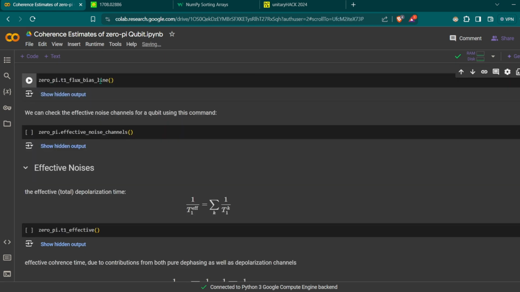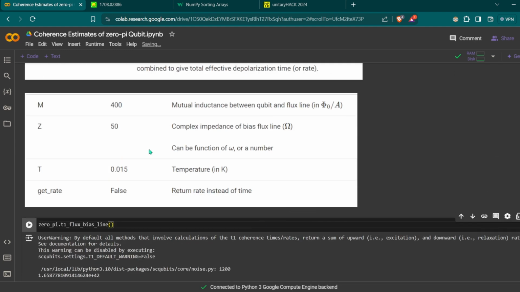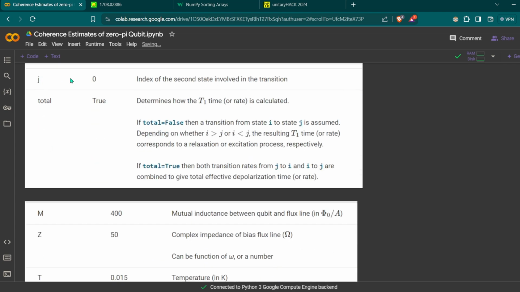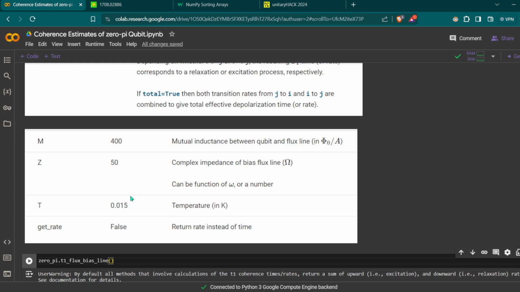Now if we run this method, T1 flux bias line, for the flux bias line depolarization, we are going to get the value in terms of 1 by T, which is this, in the order of 10 power 42. But as we know it's in 1 by T, if we write get_rate equals true, we will get it in terms of nanoseconds. Now there are some other parameters which you can directly play with using this table, and you can also change the default values and see how the qubit behaves.